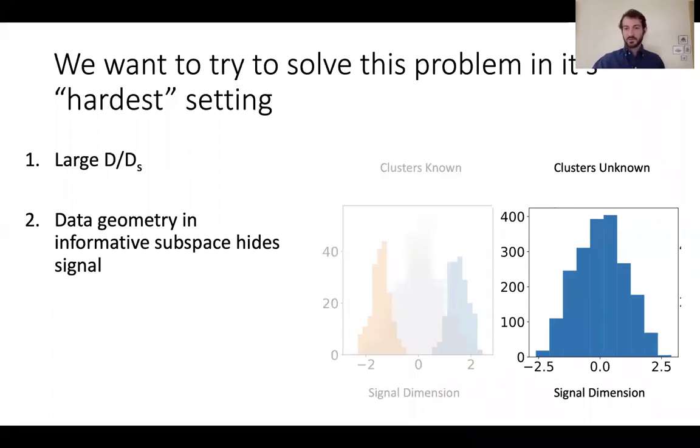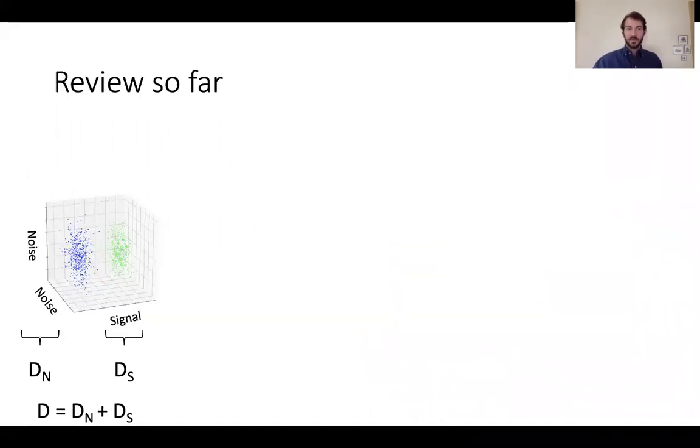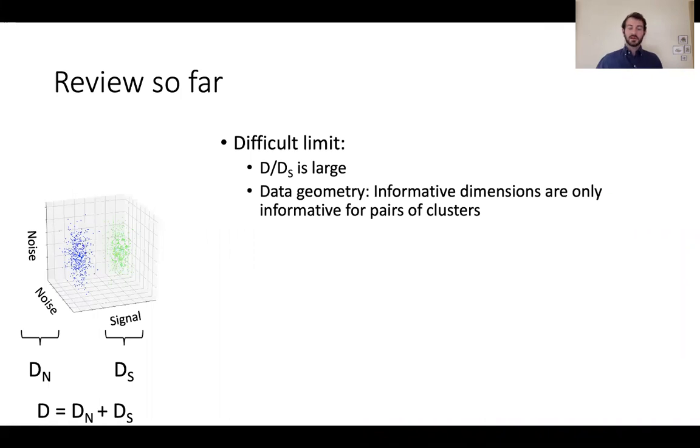And this is the situation we're in with the single cell data. We don't know the important genes. We also don't know which cells belong to which cell type. So to review, we have this setting where we have a lot of noisy dimensions. We want to consider the problem in this difficult limit where the number of noisy dimensions is very large in relation to the number of signal dimensions. And furthermore, the signal dimensions are as uninformative as possible. They only have information for a pair of clusters.